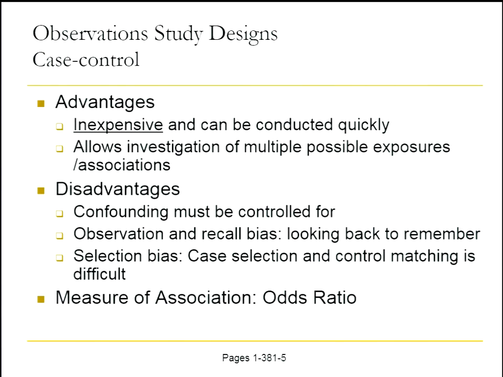Selection bias is often a problem with these types of studies, as is observational or recall bias, because we're often looking backwards, perhaps interviewing people, or perhaps collecting information from the past that's often difficult to assess. And the measure of association here is the odds ratio.